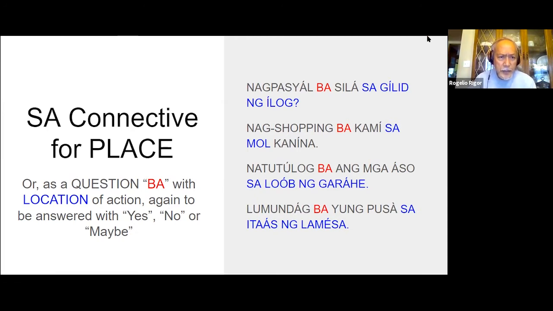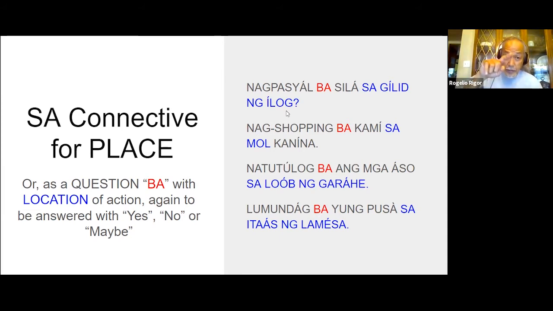So that is for the connective. Again, to make it into a question that can be answered with a yes, no, or maybe, just plug in the ba in that sentence after the action, okay? Now, we also said that because Tagalog is very tonal, right? You can also say the question without putting the ba, but you have to end the sentence in a going up kind of tone, right? So for example, nagpasyal sila sa gilid ng ilog.